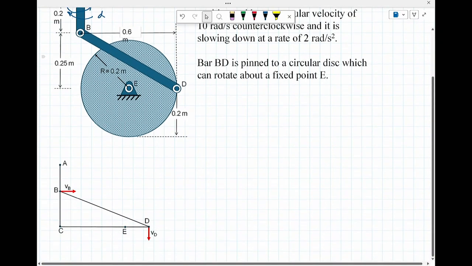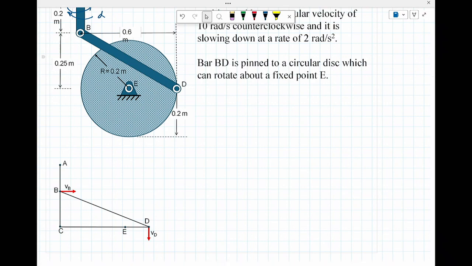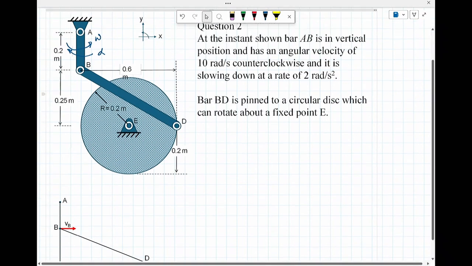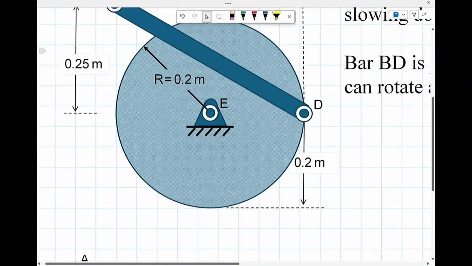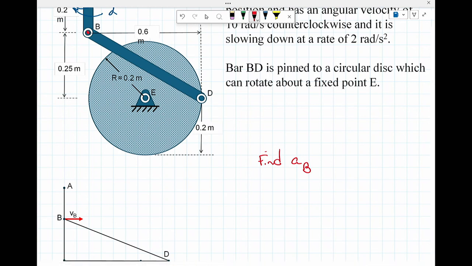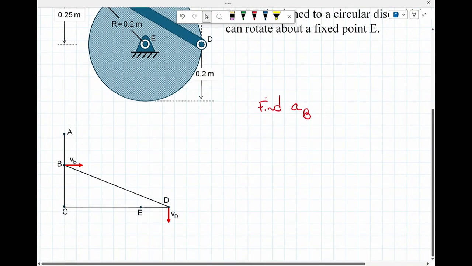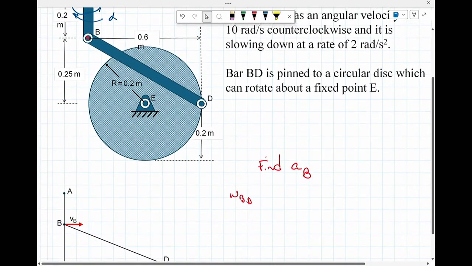Now typically, let me see if I put down the questions for myself. Find the acceleration of point B. So I've got point B right here. So the first part, if I do that, I can solve, let me see how I did this. I can solve and say, well, omega BD is, oh, sorry.